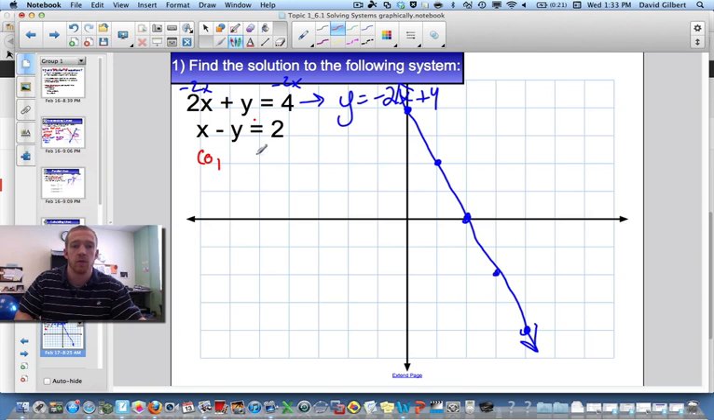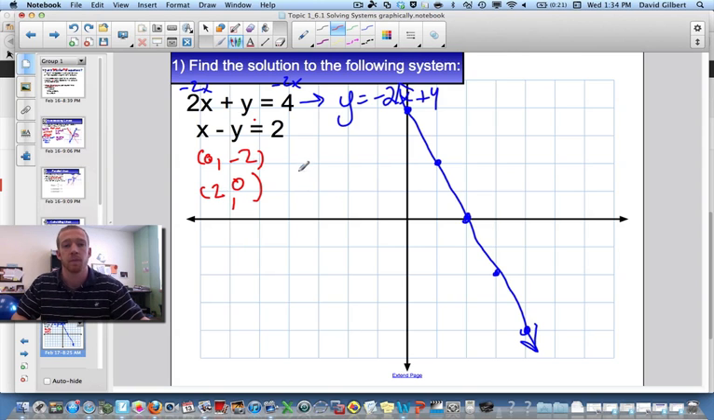Alright, the other way to graph these is to find the intercepts. So if x is 0, I cover up x, and that gives me y equals negative 2. If I cover up the y, that gives me x equals 2.